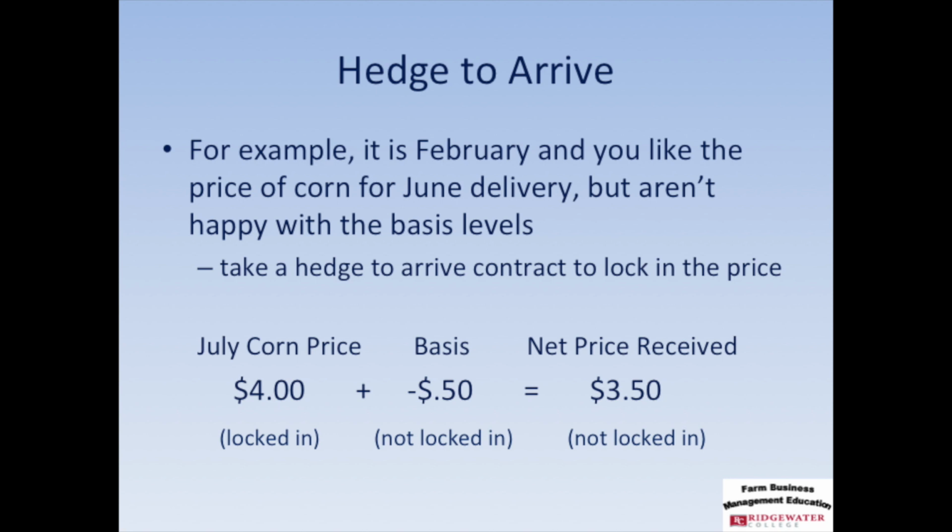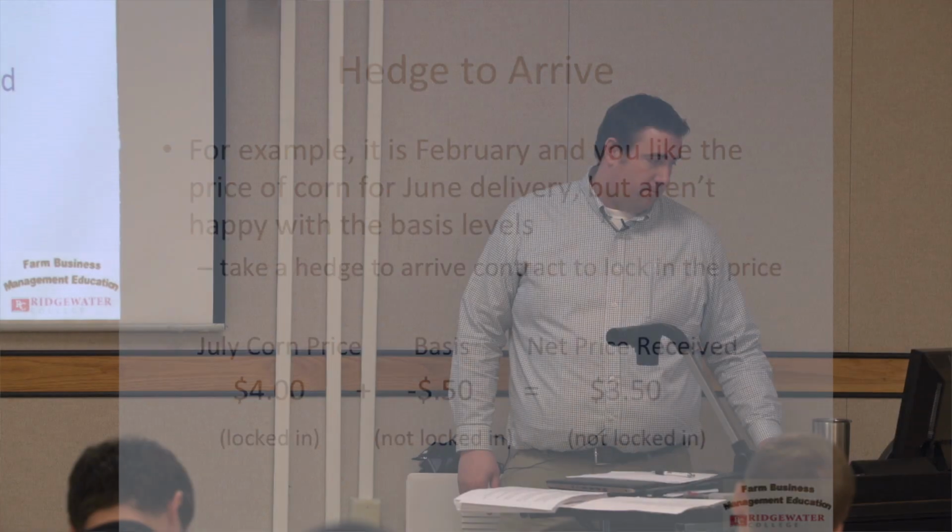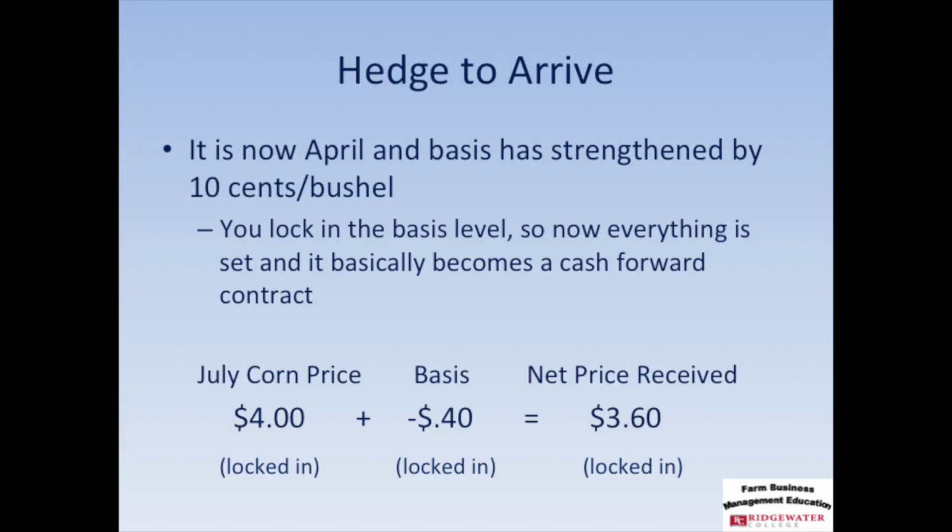So today we could have locked in 350, but we elected not to because we think basis is going to narrow. Guess what? We're right, and now it's April, and we've seen that basis strengthen by 10 cents. So basis moved from minus 50 to minus 40. Call the elevator, say, hey, now go ahead, lock my basis in at minus 40, and it basically just becomes like a cash sale. So our $4 futures price is unchanged. That was locked. We've now done our basis, so we've established a $3.60 cash price on our corn.